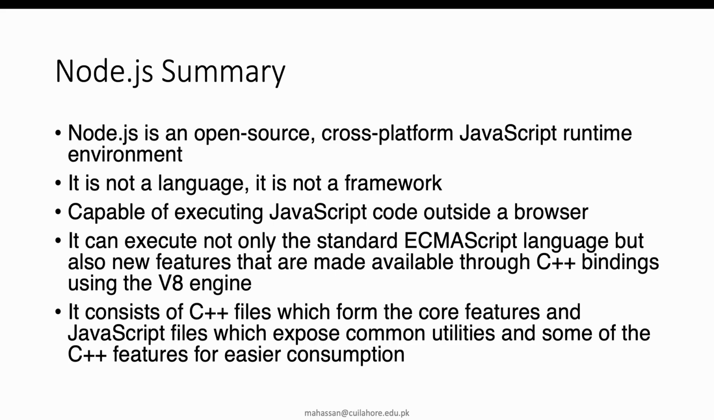One of the key features of Node.js is its ability to execute not only the standard ECMAScript language, but also new features that are made available through C++ bindings using the V8 engine. This allows developers to take advantage of powerful low-level system features and write high performance applications. Node.js consists of C++ files that form the core feature and JavaScript files that expose common utilities and some of the C++ features for easier consumption.